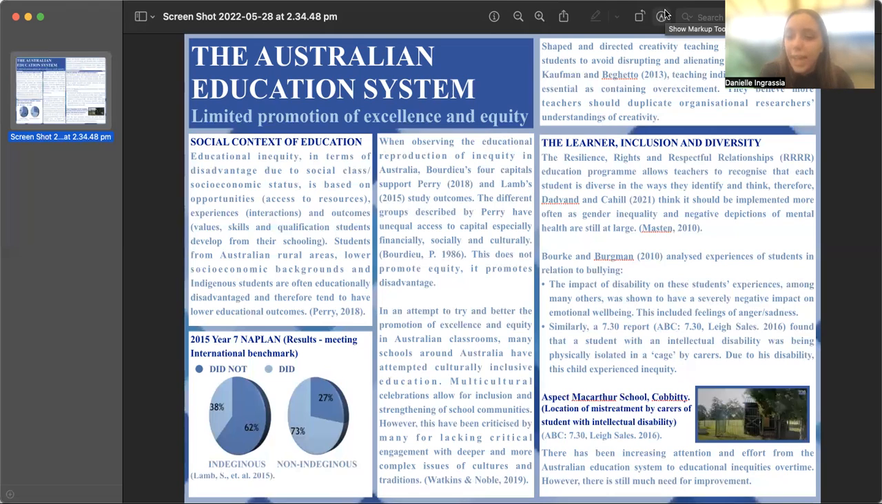Therefore, Dadvand and Cahill in 2021 think it should be implemented more often as a part of the curriculum, as gender inequality and negative depictions of mental health are still at large. Often those who experience gender inequality and mental health issues are educationally disadvantaged as they do not receive proper assistance, and their peers and educators are not fully educated. This injustice, which is still affecting Australian schools, does not promote equity.